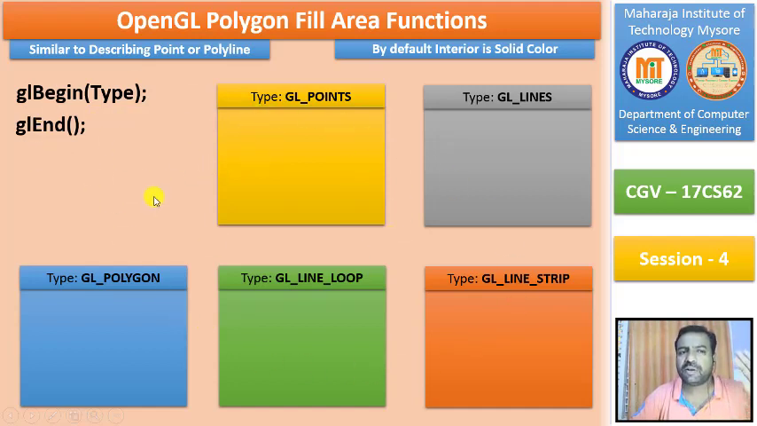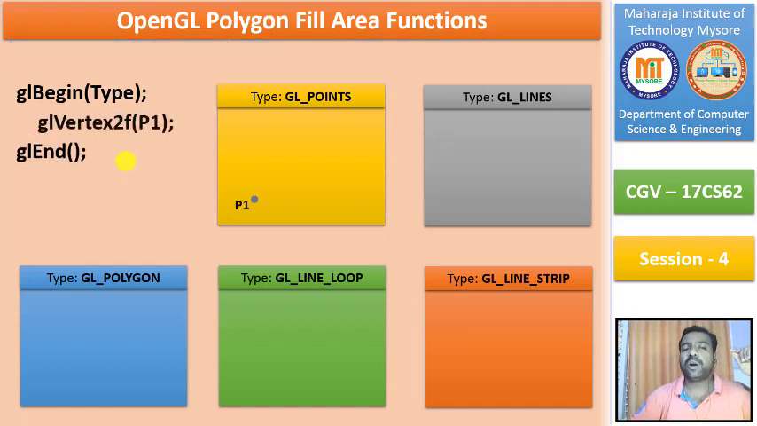There is nothing to display because there is not even a single point or vertex enclosed between the GL begin and GL end. So now what if there is one point? What happens now? I am using glVertex2f of P1 between GL begin and GL end. Now the type is GL points. If the type is GL points, you can see there is going to be one point on the display, depending upon what attributes you set, the size of the point and the color of the point. Irrespective of that, I will be able to draw a point on the display window.